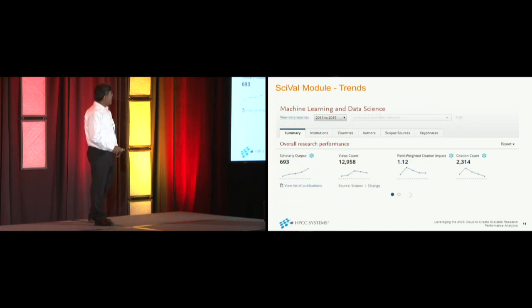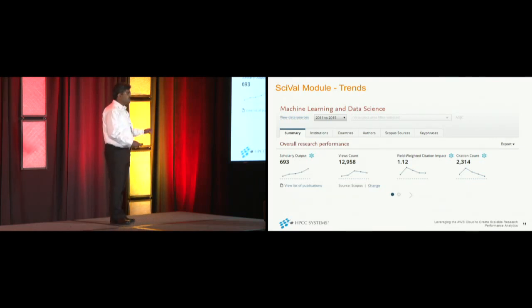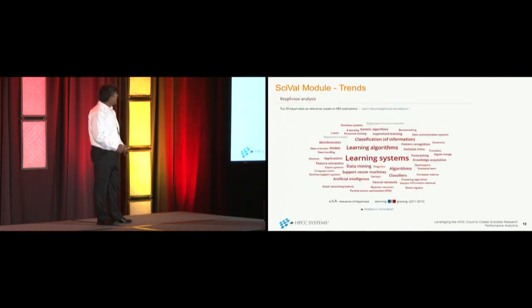Here is the fourth module we have called Trends. In this module, you can analyze the research areas. I created this research area called Machine Learning and Data Science by searching on those words. And I got 693 papers for the year range 2011 to 2015. And you can see various metrics listed for those 693 papers. In addition, you can see the contribution from institutions, countries, and authors into this research area by going into the other tabs listed there. We also compute top key phrases for this research area, and they are shown in the word cloud form here.